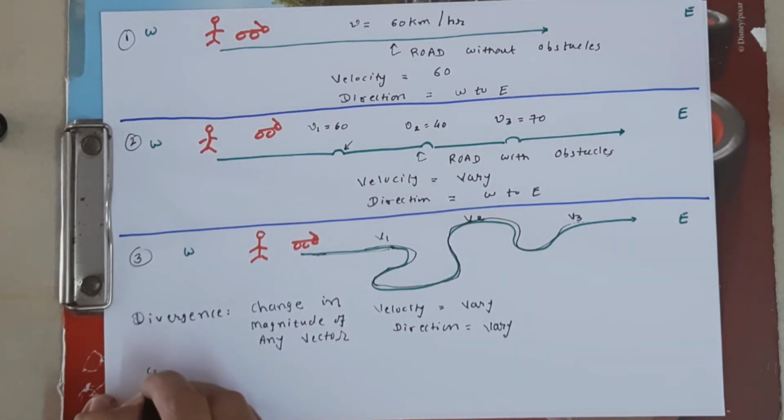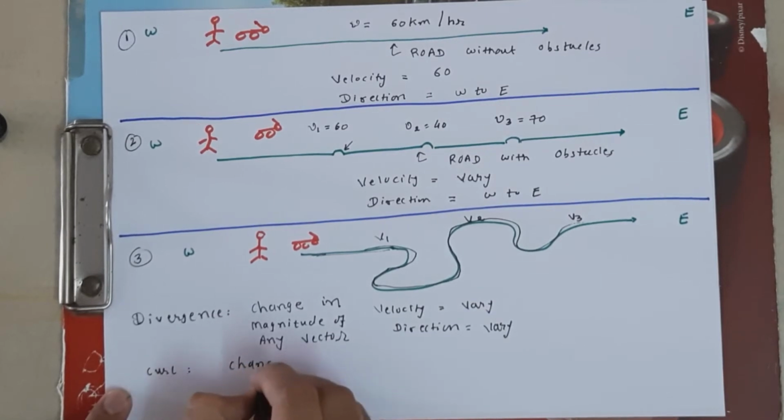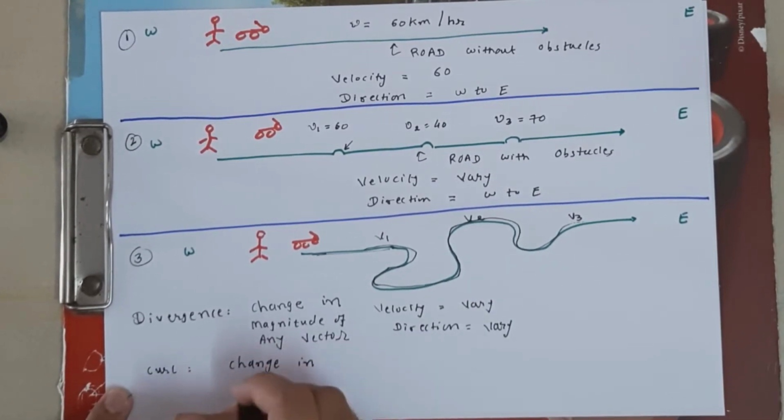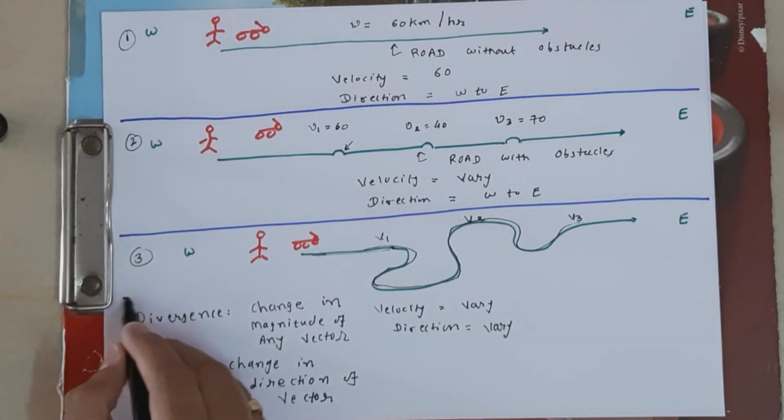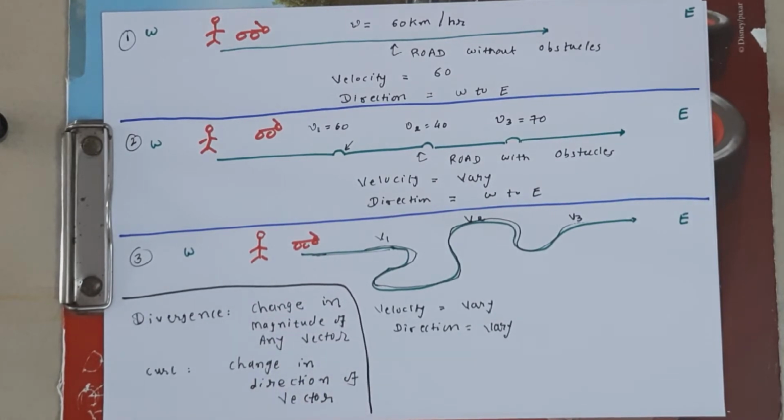And what do we mean by curl? Curl indicates change in direction. Curl says the change in direction of any vector quantity. So here we discussed the definition of divergence and curl. It's a simple definition, just for understanding purposes. What do we mean by divergence? Divergence means change in magnitude. Curl means change in direction.